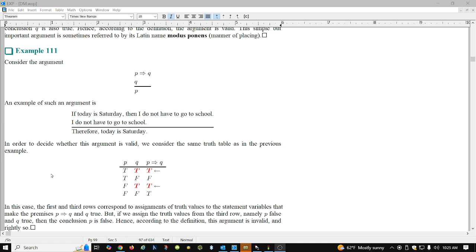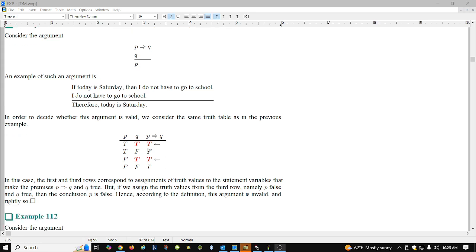But in order to be certain, we construct a truth table. P, Q, and P implies Q, again covering the three components, two premises and a conclusion. There are two rows now in which both premises are true, but unfortunately, in the second case, the conclusion is false. So we have true premises, false conclusion. So this argument is invalid.